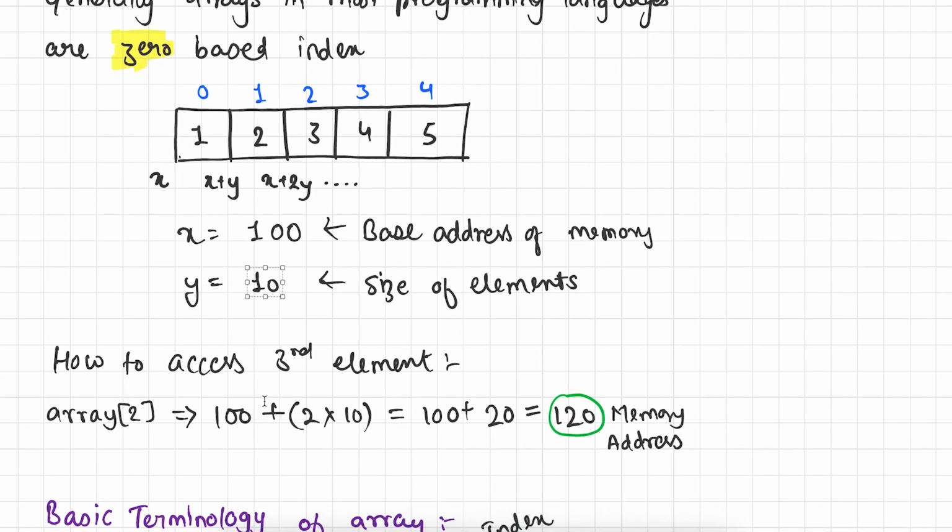Okay, so how are you going to access the third element? You simply write array square bracket 2. Why 2? Because arrays are zero-indexed. So to access the third element, we have to pass 2 here, because 0 is the first index.